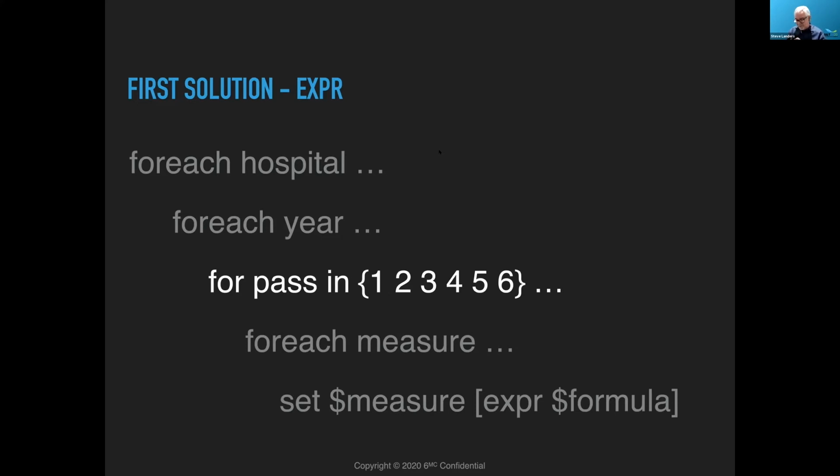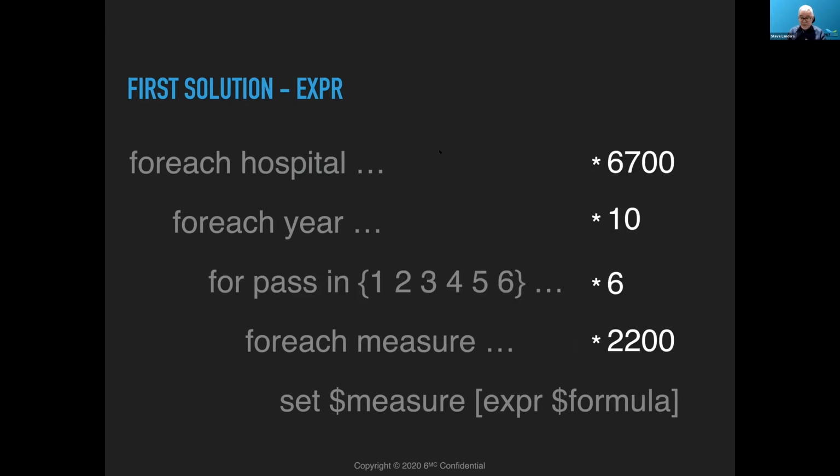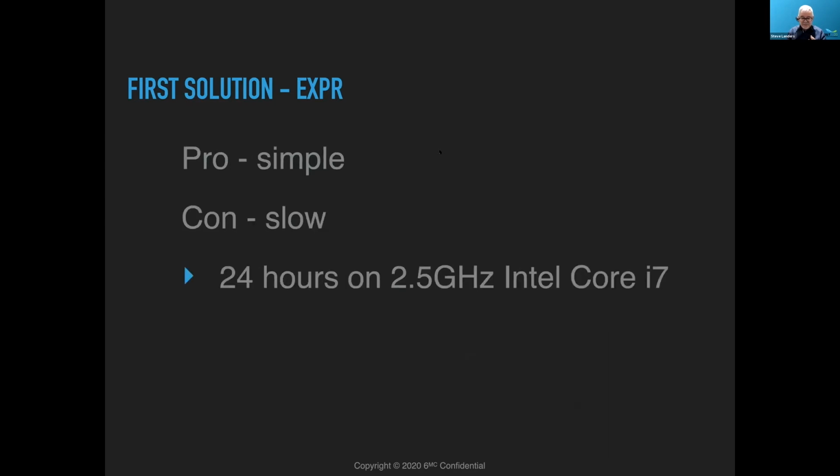the formulas are defined in a spreadsheet. We have to accommodate forward referencing. And so we can do up to 6 passes over this data. Quite a bit of calculation, potentially over 800 million calculations: 67 hospitals, 10 years, 6 passes, 2,200 measures, plus all the database activity.